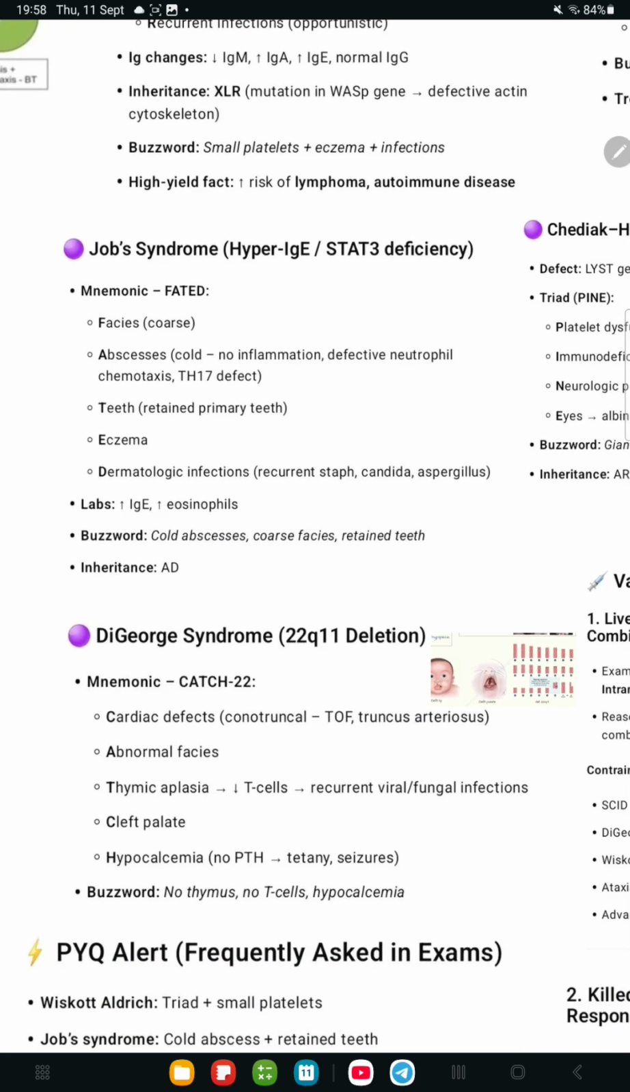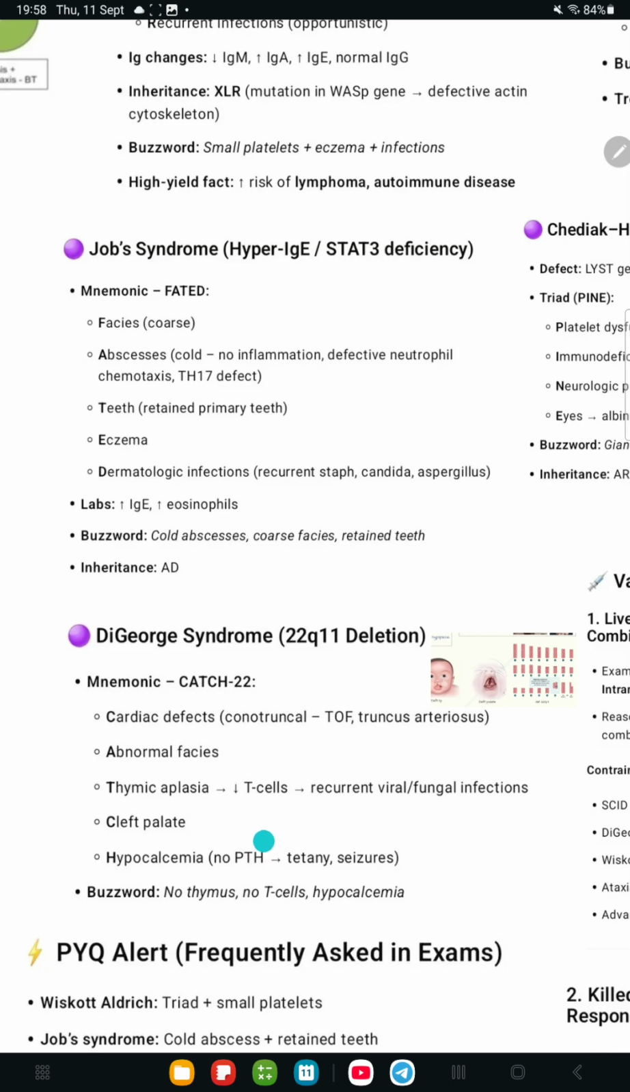DiGeorge: we have to remember that this is 22q11 deletion, and the mnemonic is CATCH-22. This we know, so we'll go fast here. Cardiac defects, conotruncal, TOF, truncus arteriosus, abnormal facies, thymic aplasia, reduced T cells, recurrent viral and fungal infections, cleft palate, hypocalcemia.